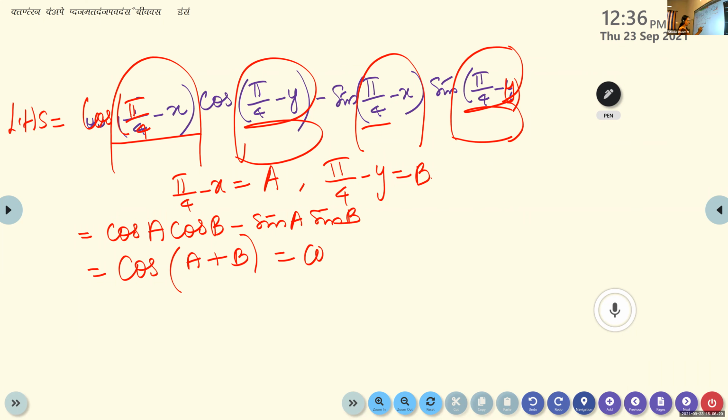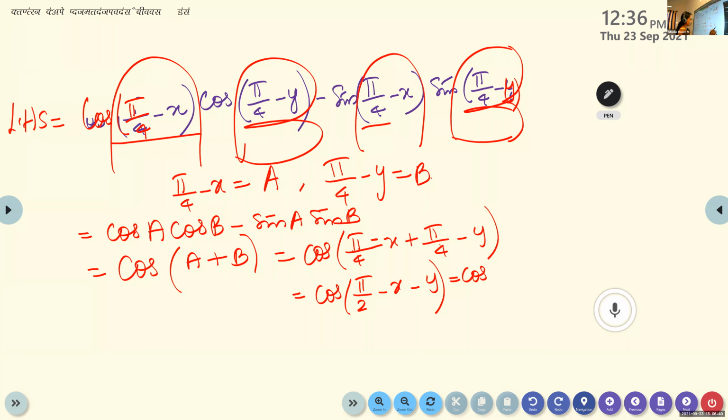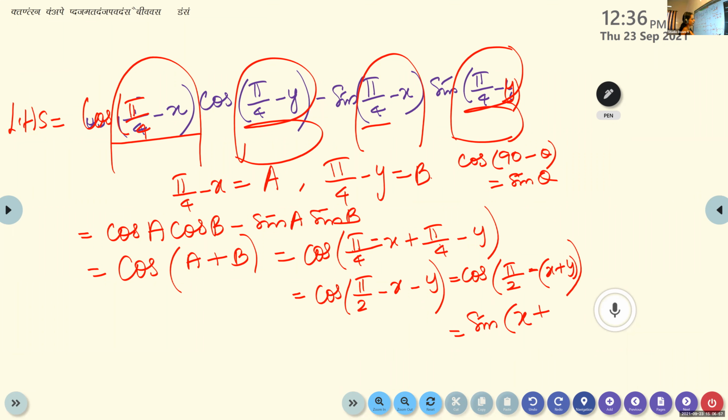In the place of a and b, what do we have? Cos of pi by 4 minus x plus pi by 4 minus y. So that is cos of pi by 4 plus pi by 4, 45 plus 45, that is 90, minus x minus y. We can write this as cos of pi by 2 minus of x plus y. Now, what is cos of 90 minus theta? Which is sine theta. So we can write this as sine of x plus y, which is equivalent to RHS.